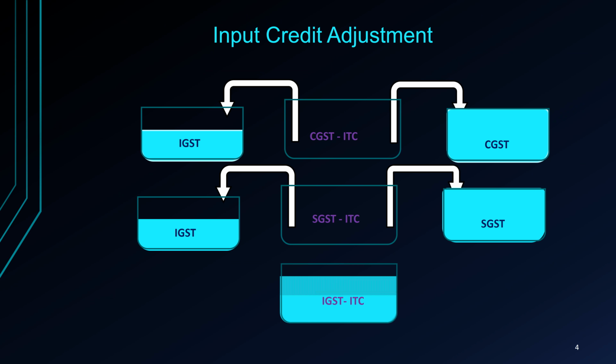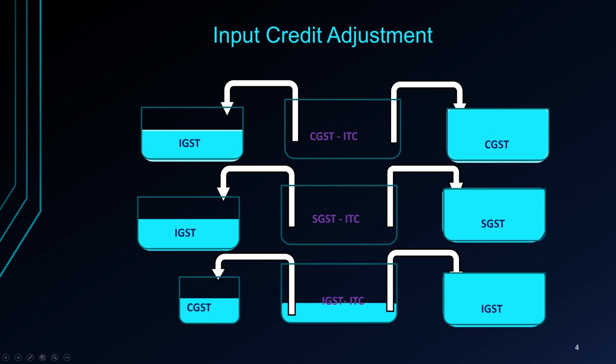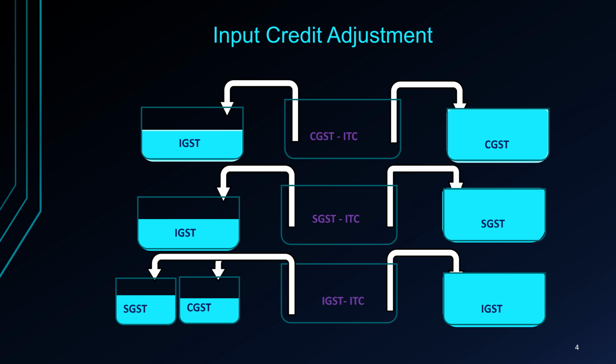When it comes to IGST input tax credit, the first option of adjusting input tax credit is against IGST output liability. After using the IGST output liability, whatever credit is left can first be used against CGST output liability. Even after using it against CGST output liability, if there is any amount of IGST input credit left, only then can it be used for SGST output liability. So friends, this is the mechanism using which the input credit adjustments happen in GST.